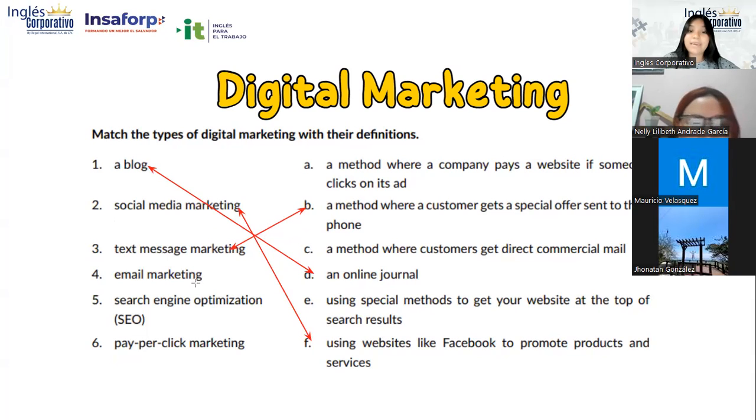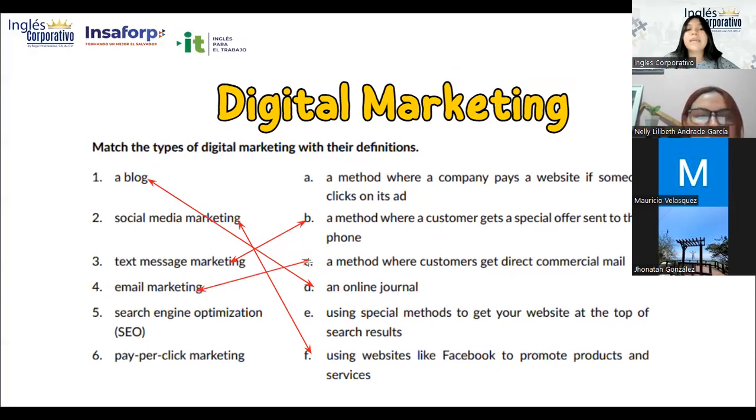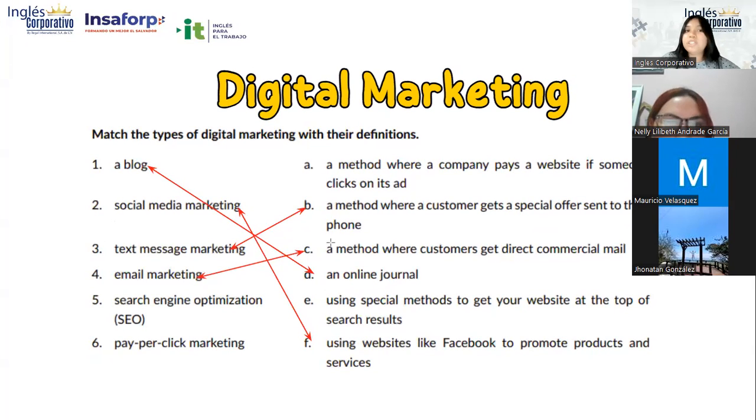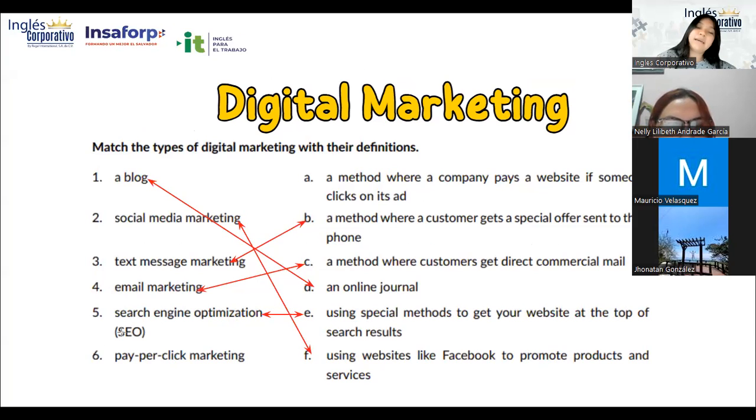Letter C. Okay. And what is letter C? A method where customers get direct commercial mail. Excellent. Number five, search engine optimization, better called SEO. Letter E, using a special method to get your website to the top of search results. Correct. This one is very common in Spanish as well. So it is basically a special method to get your website at the top of search results.